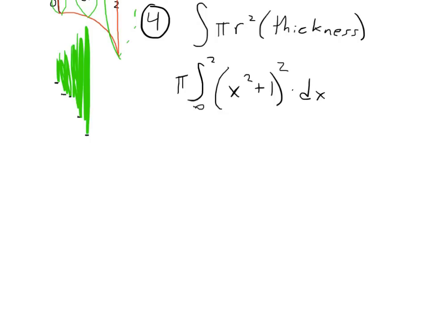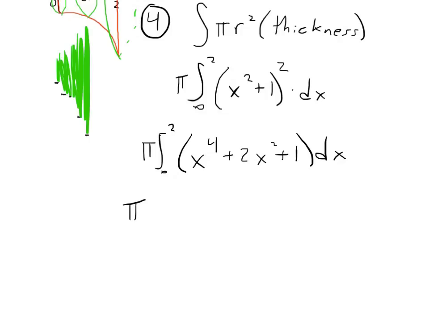So let's see here. In order to evaluate this integral, I need to expand the expression inside. So we get x to the fourth plus 2x squared plus 1 dx. So this is pi times 1 fifth x to the fifth plus 2 thirds x cubed plus x, evaluated from 0 to 2.